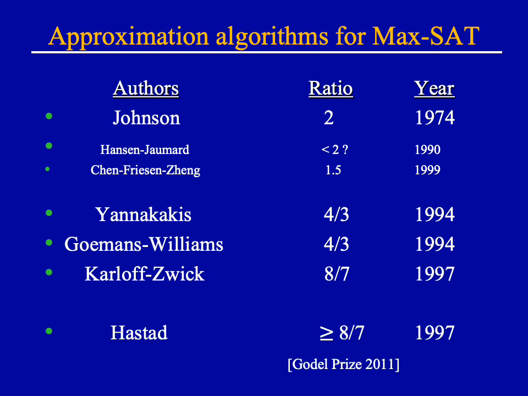However, at about the same time, Håstad proved that for the Maxset problem, you cannot have a polynomial approximation algorithm whose ratio is better than 8/7. That really means that Karloff and Zwick's algorithm is the best possible. This result won the Gödel Prize in 2011.